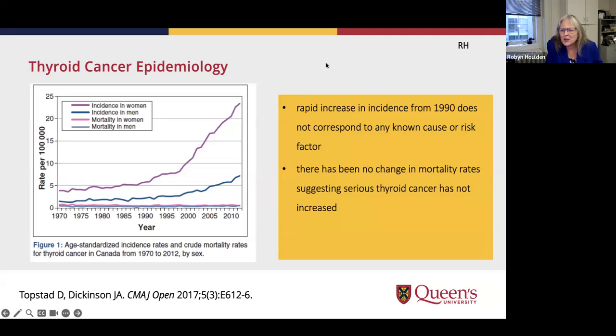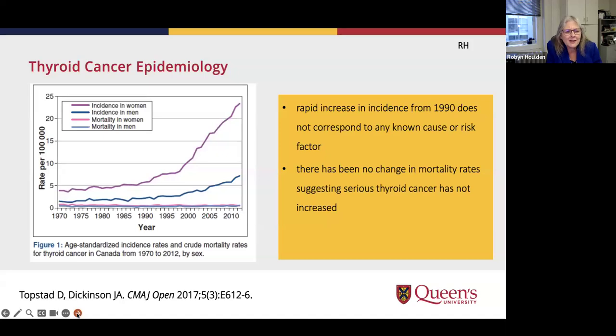So there wasn't anything unusual that happened that would explain this rapid increase. We weren't all exposed to nuclear fallout here in Canada or anything like that. It's really felt that that was just from increased detection from nodules being picked up on imaging. And if you look at this picture here, the bottom two lines, the ones that are kind of running along the baseline there, that's mortality rates. So even though the incidence was increasing, the mortality was not changing at all. And so it was suggesting that we weren't picking up more aggressive, nasty thyroid cancers. The mortality was not changing at all despite this increased incidence.